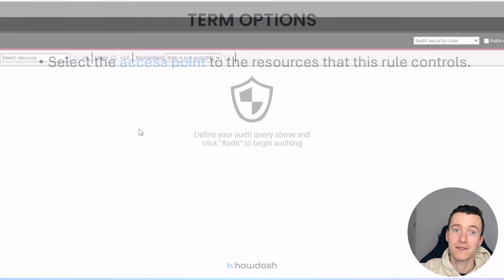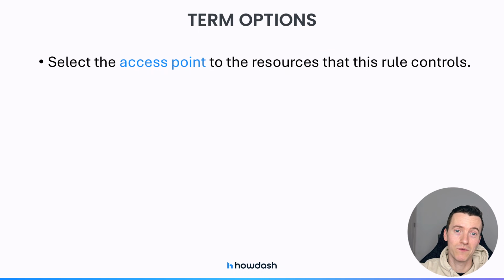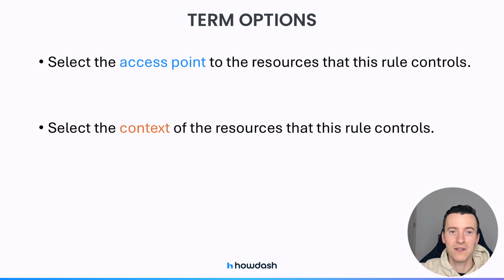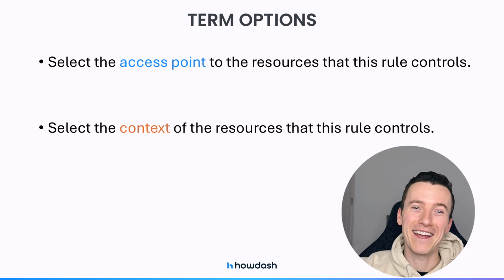If we say, select the access point to the resources that this rule applies to: only in hub, only in QMC, or in both locations. That kind of makes sense, right? Compared to, select the context of the resources that this rule controls. That's just confusing.